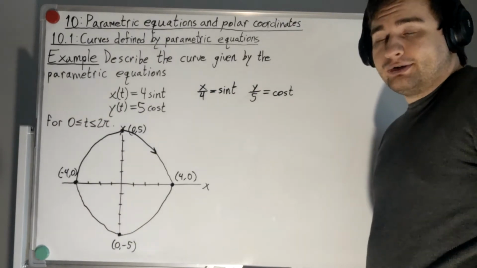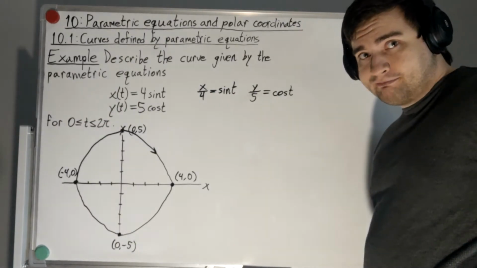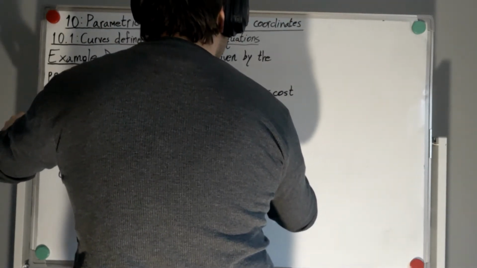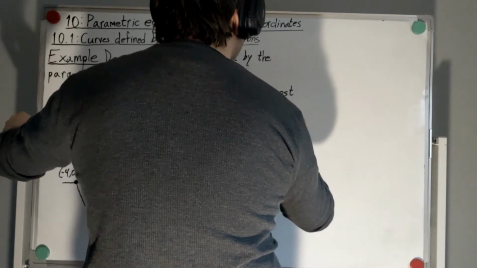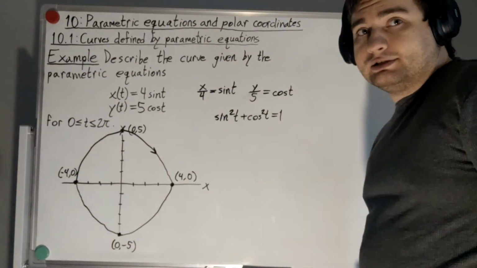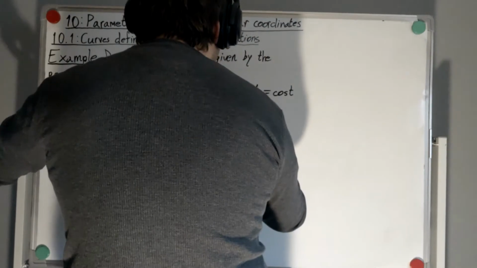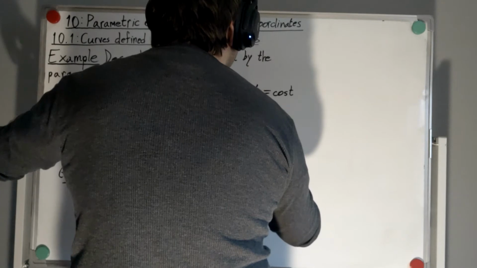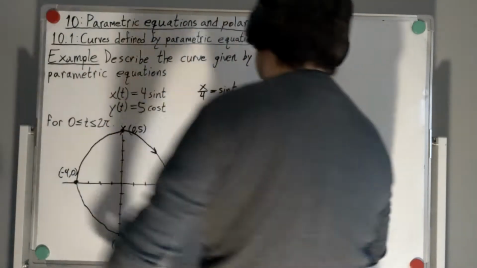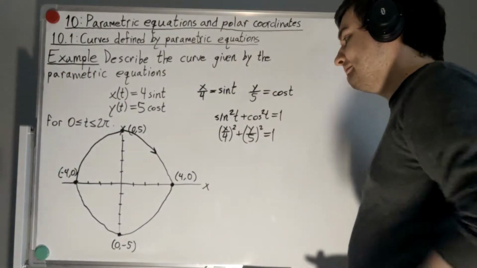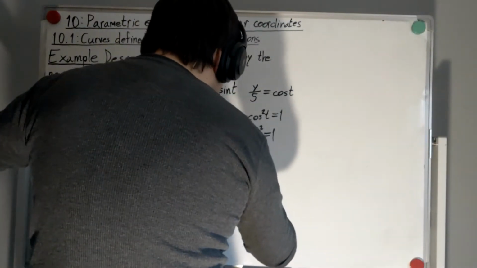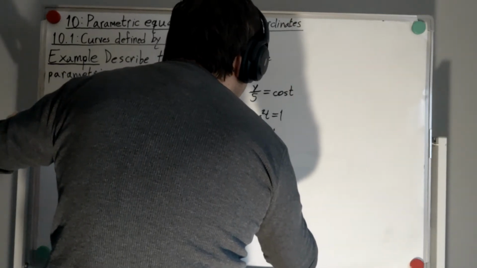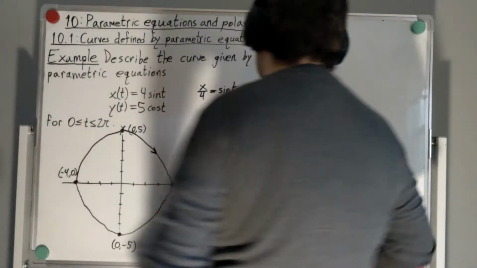Now, sine squared plus cosine squared happens to always be 1. So since sine squared t plus cosine squared t is equal to 1, that means that (x over 4) squared plus (y over 5) squared is equal to 1. Okay? And this is the curve x squared over 16 plus y squared over 25 equals 1.